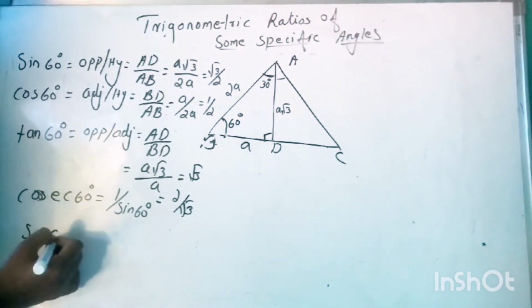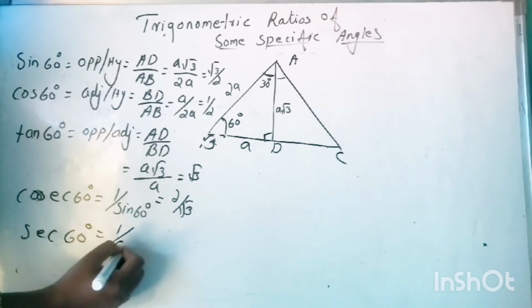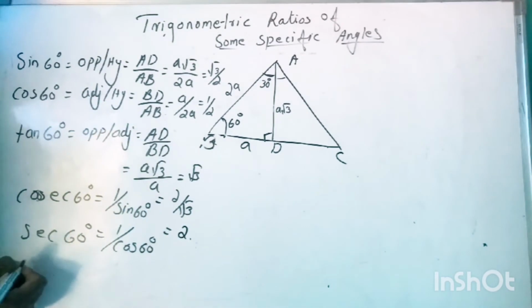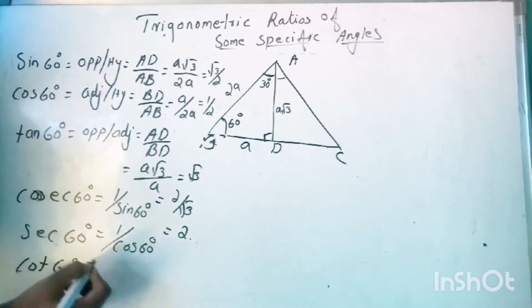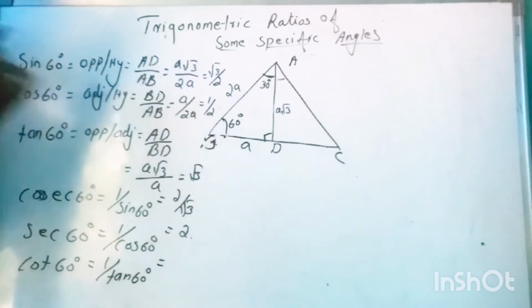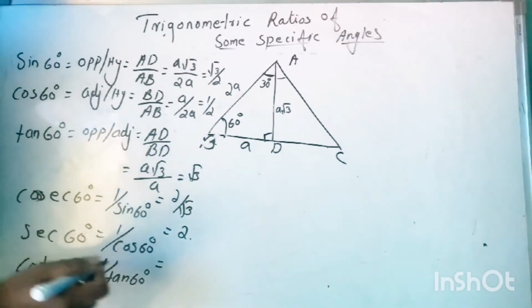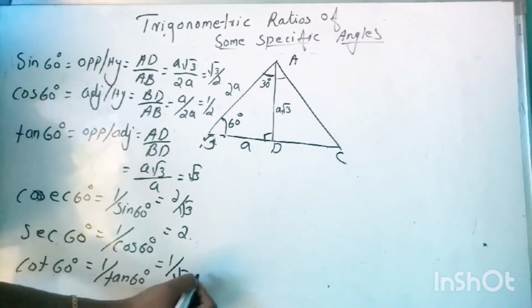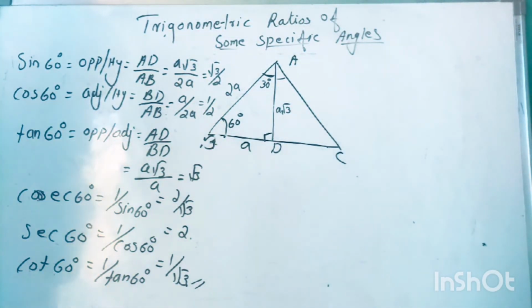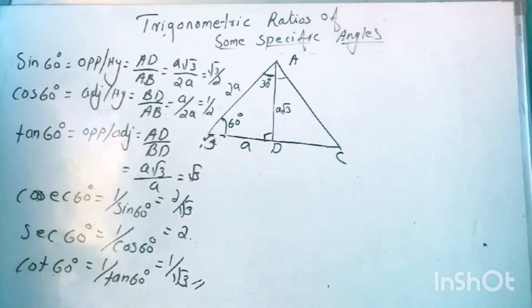Now sec 60 degree is equal to 1 by cos 60 degree, the reciprocal of 1 by 2, which is 2. Now cot 60 degree is equal to 1 by tan 60 degree, the reciprocal of root 3, which is 1 by root 3. Therefore sine 60 degree is root 3 by 2, cos 60 degree 1 by 2, tan 60 degree root 3, cosec 60 degree 2 by root 3, sec 60 degree 2, cot 60 degree 1 by root 3.